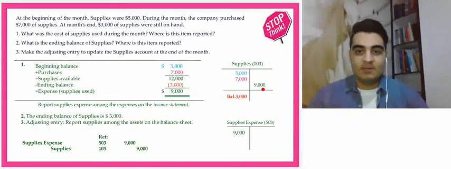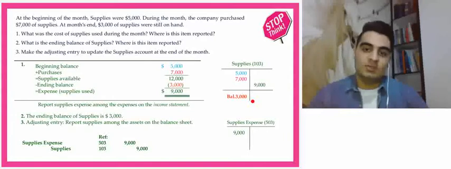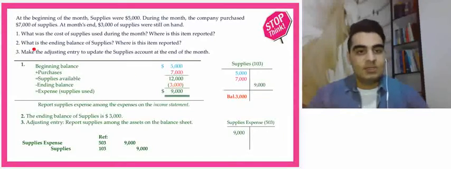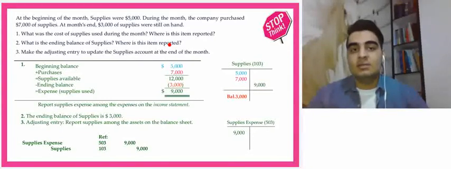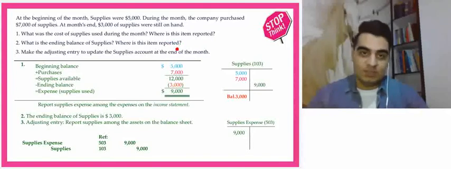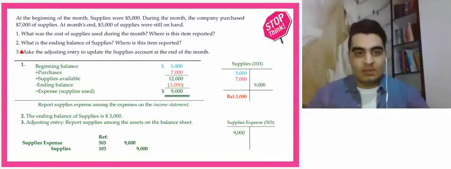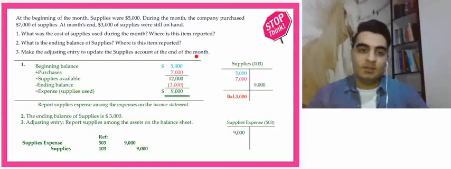This is the T account for supplies. We had 5,000 at the beginning, then we purchased 7,000, and then we used 9,000 here. So the remaining balance will be 3,000. The next requirement says: what is the ending balance of supplies? It was 3,000. Where is the item reported? As you all know, it is reported in the balance sheet. Well, it's obvious. And the third requirement says: make the adjusting entry to update the supplies account at the end of the month. So this will be our adjusting entry.